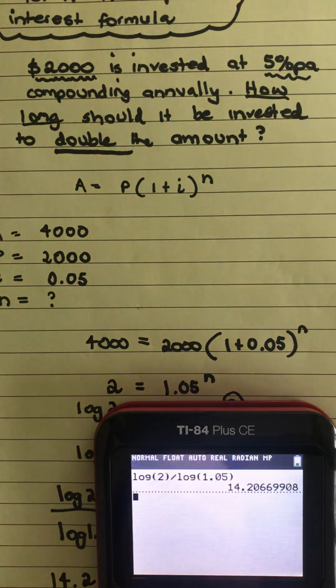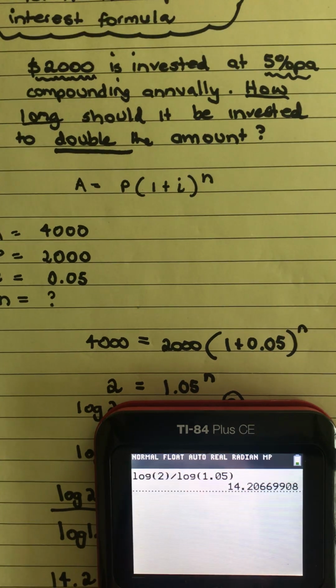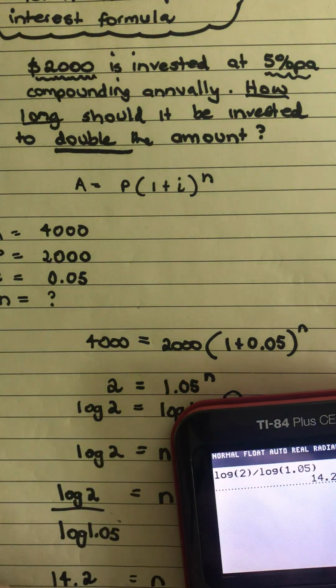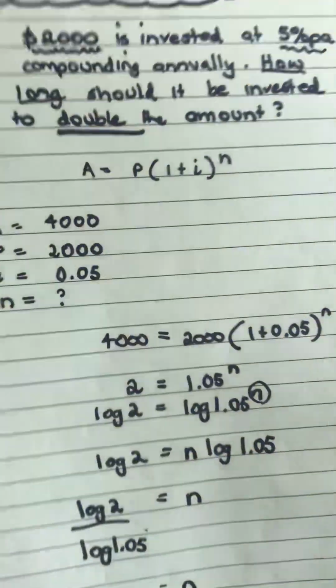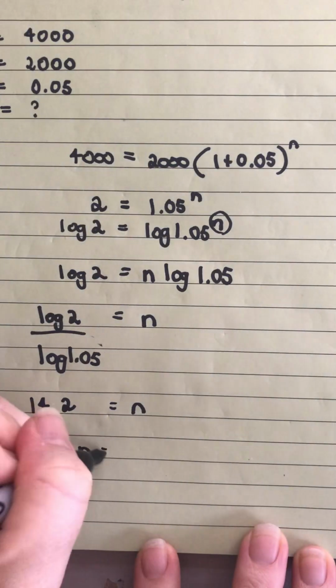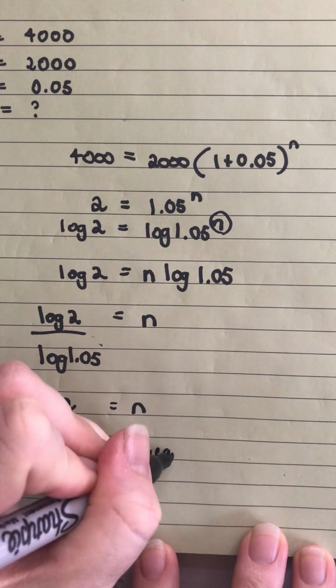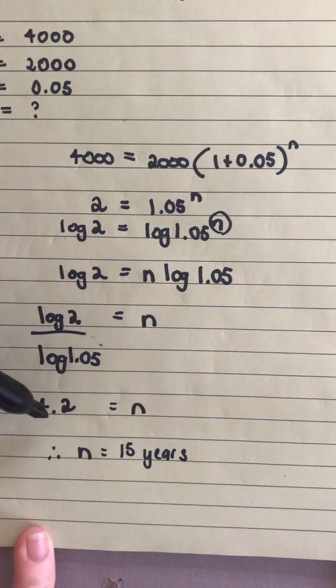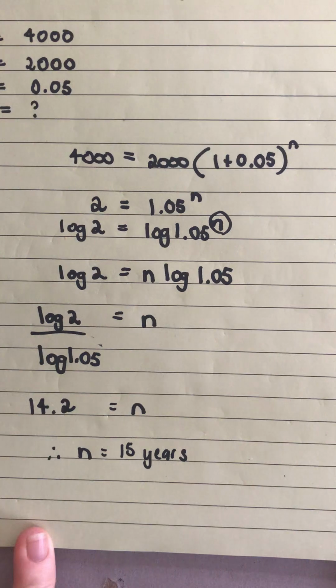Now that means, if we're talking about investing it for different numbers of years, we're going to have to round that. So after 14 years, it won't have doubled yet, but after 15 years, it will have then doubled the amount. So we will have to write 15 years and round it up to the next number of years, because if we rounded down to 14, we wouldn't have gotten to double the amount yet.